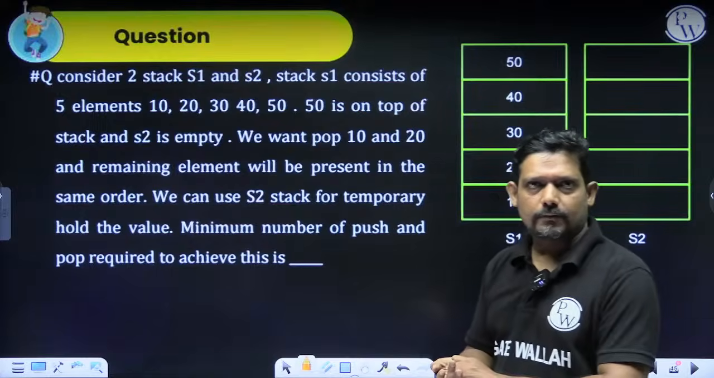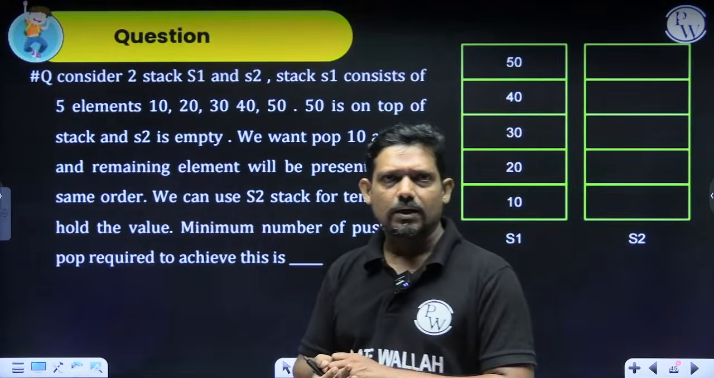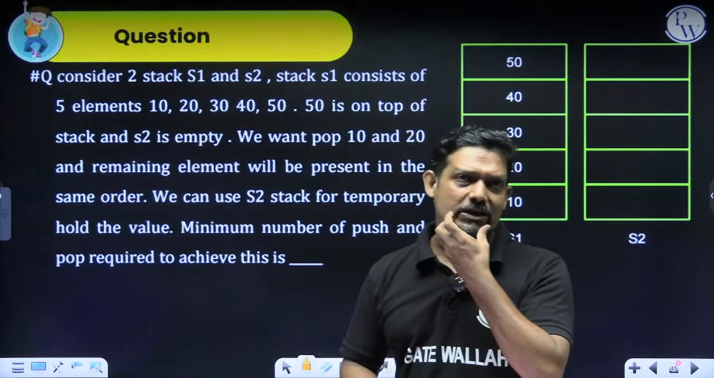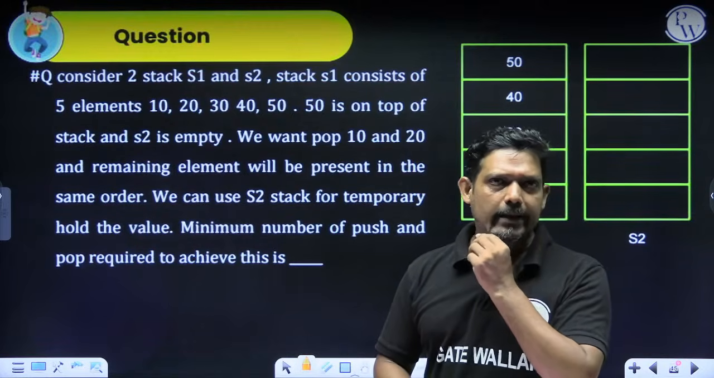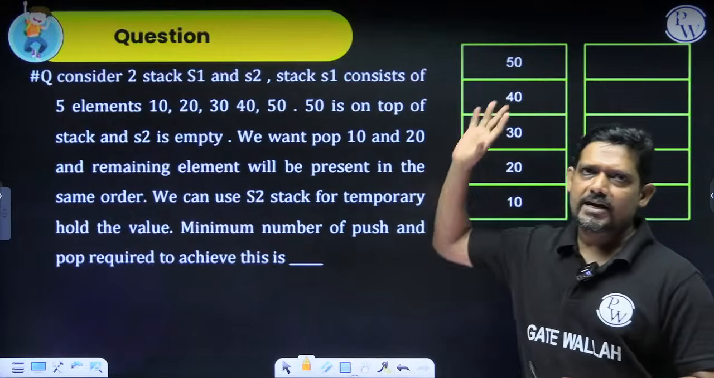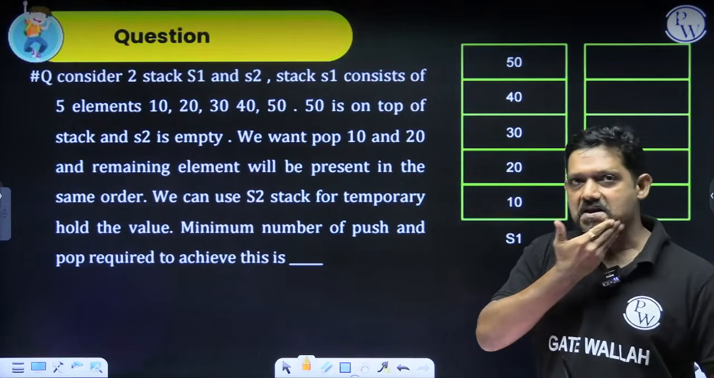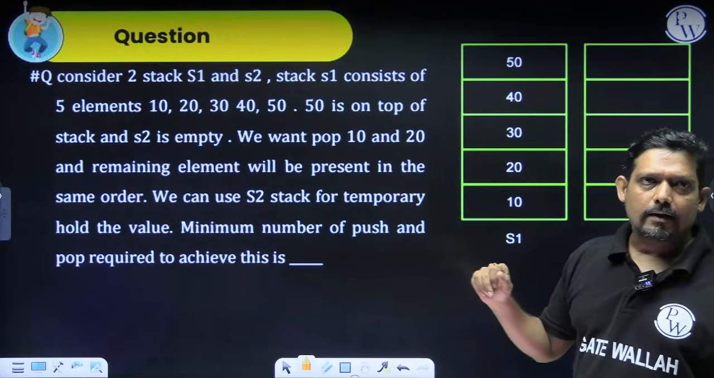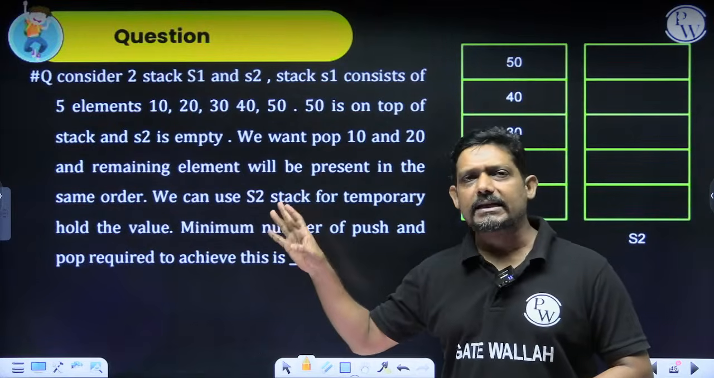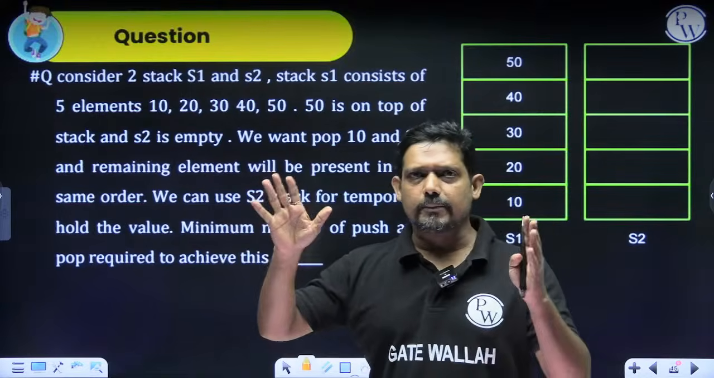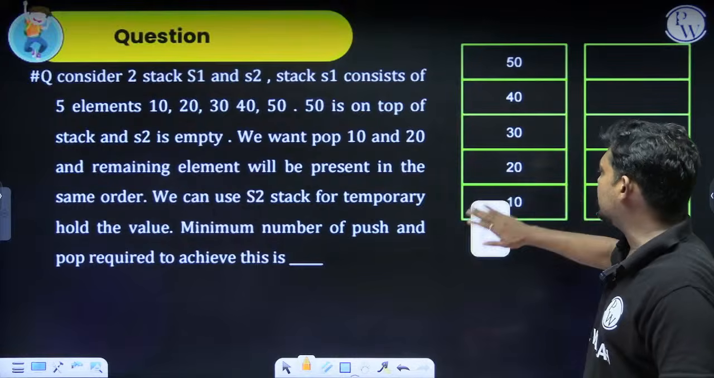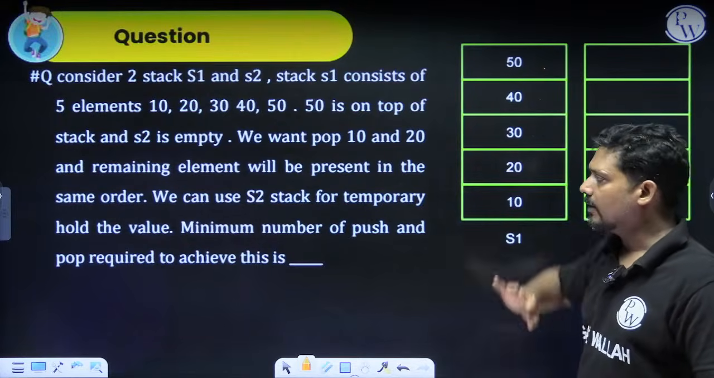Let's understand this very simple question. Consider two stacks S1 and S2. S1 consists of 5 elements: 10, 20, 30, 40, 50, with 50 on the top of the stack. We want to pop 10 and 20, and the remaining elements should be present in the same order: 30, 40 and 50.